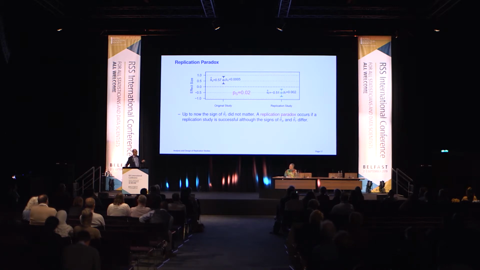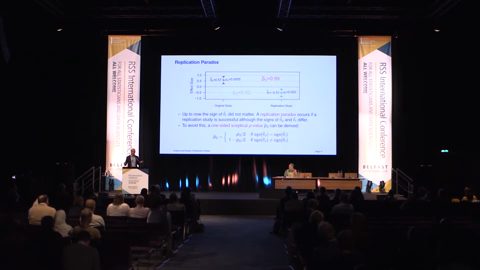And can you fix it? And the answer is yes, you can. I have to be a bit quicker now. You can fix it from the same principles that I detailed to you, but using now one-sided confidence intervals and a one-sided assessment of replication success, you can derive a one-sided skeptical p-value, and as it happens, it turns out to be just half as large as the two-sided one, if the signs are the same. However, if the signs differ, then it's 1 minus half the two-sided one. So you see here, the two-sided one was 0.02, the one-sided one, because it goes in the wrong direction, is actually 0.99. So you can fix that paradox.